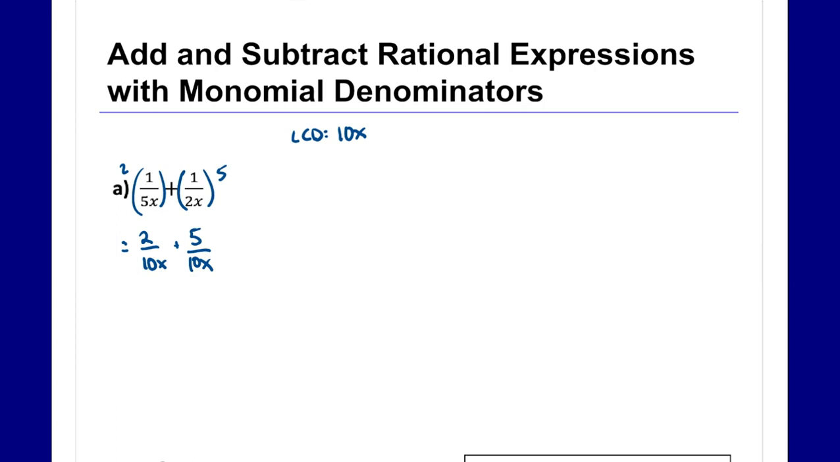Equivalent fractions haven't really changed the denominators in any sense other than the numbers, so it's okay if I look at my restrictions now. X can't equal 0. The only restriction that we have right now. I'm going to add, so 2 over 10x plus 5 over 10x, common denominators, I just add my numerators, so I get, oh, not 10, 7 over 10x. So 7 over 10x is my simplified expression, and the restrictions are that x cannot equal 0.